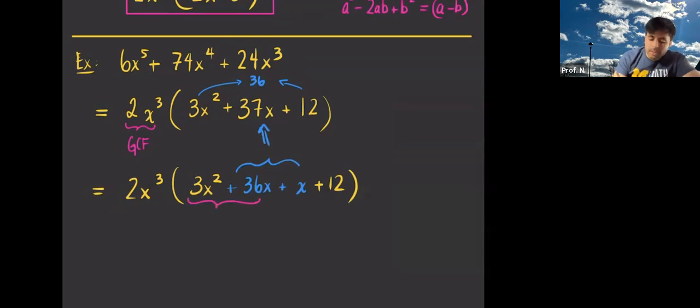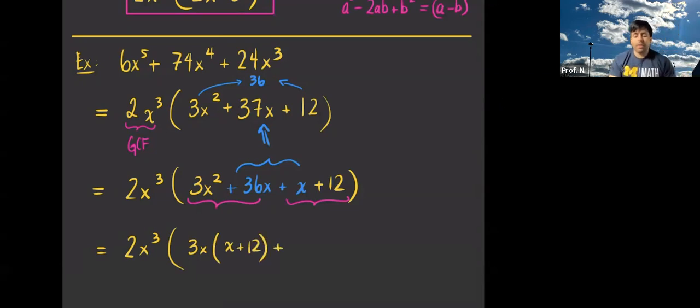This should be 3x squared, this is going to be plus 36x plus 1x, right? 36 plus x is exactly 37x. We take the first group and the second group. So the first group, what can I factor out of 3x squared plus 36x? I can factor out a 3x. That's right. If I factor out a 3x, I'm left with x plus 12.